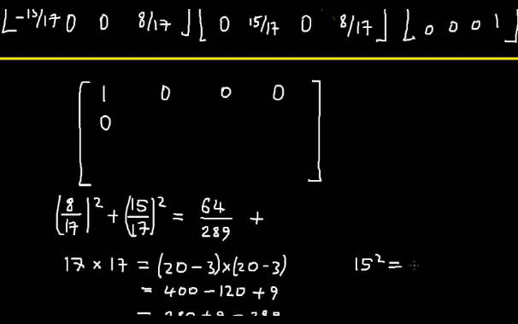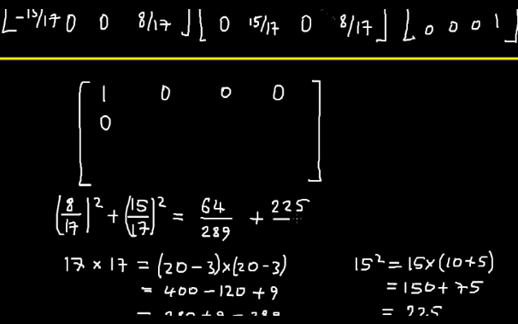15 squared is 15 times 10 plus 5, which is 150, plus 5 times 15, which is 50 plus 25, so 75. And so that does give us 225. So we have 225 here divided by 289.